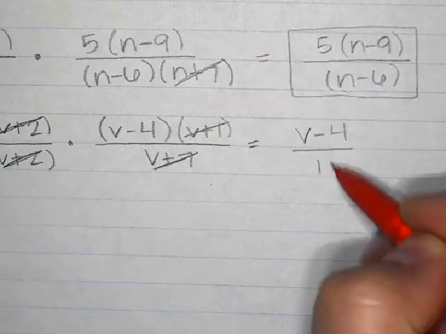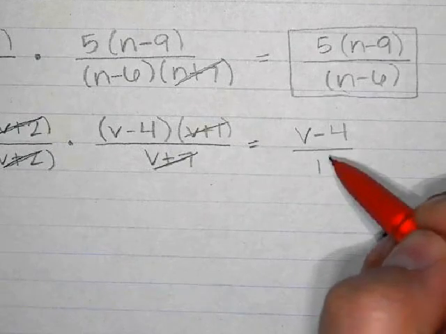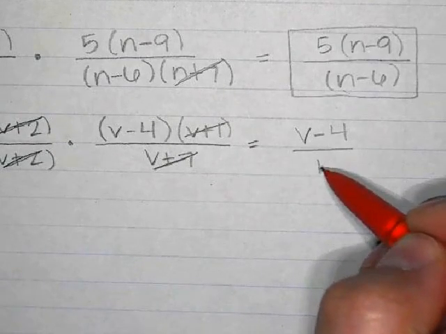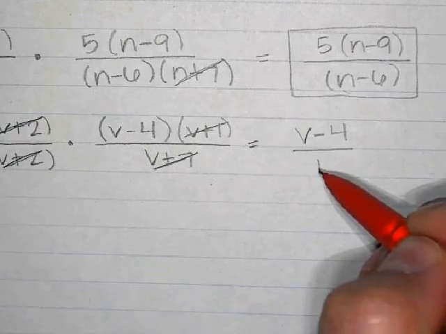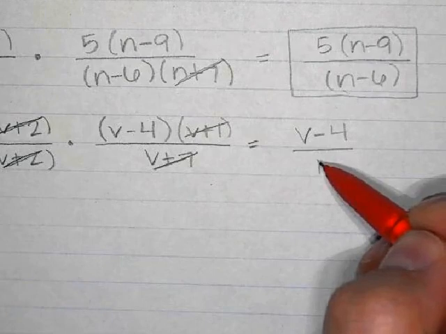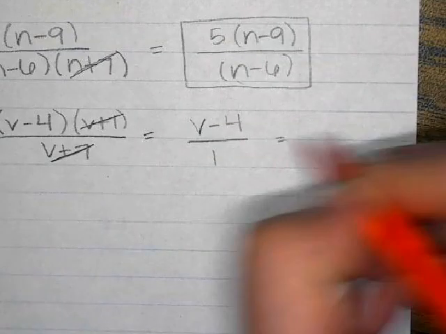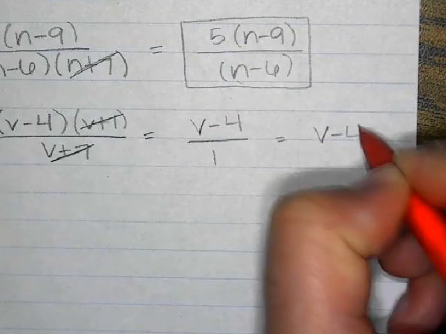Anytime you have 1 on the bottom, it's kind of like having a whole number. Most people would not say, oh, my answer is 5 over 1. Most people would say, my answer is 5. So once you've got only a 1 left over on the bottom, most people don't even put the bottom anymore. They just put the top. They would say, I've got V minus 4 and I'm finished.